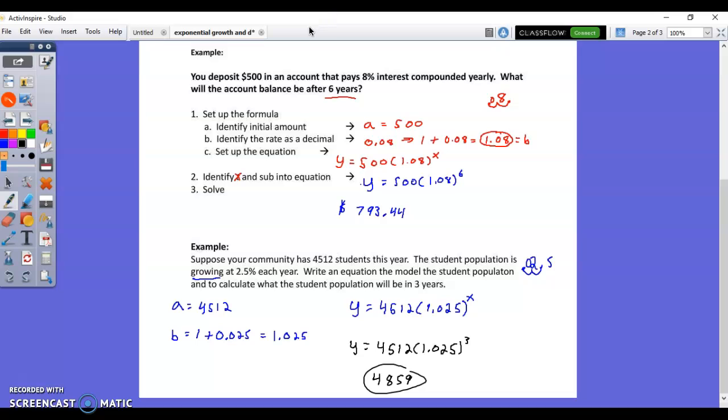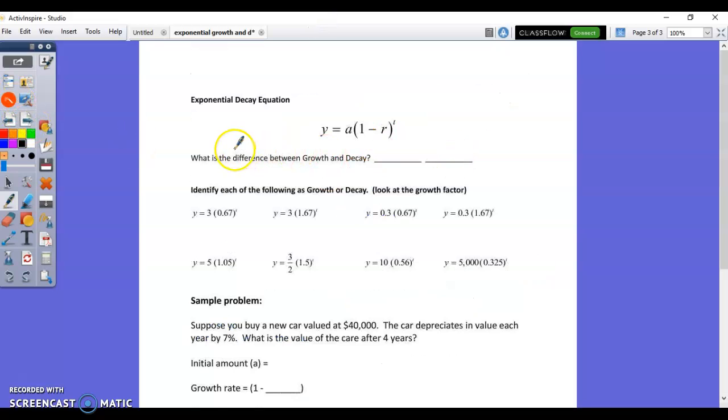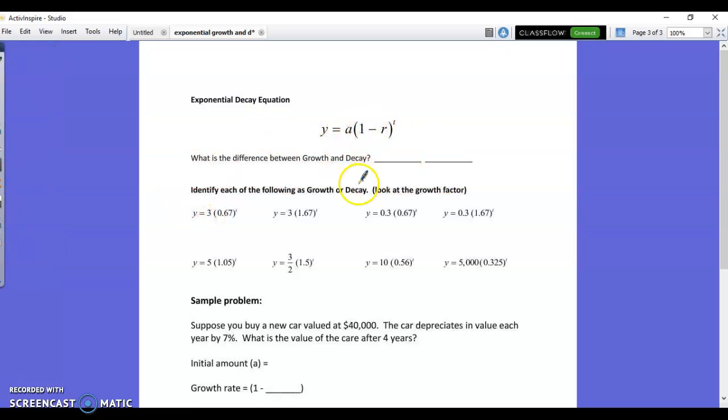All right, so the next portion we're going to deal with is a decay. The difference between growth and decay is either 1 plus or 1 minus, which is going to be the growth factor. So before we get into a decay, it's pretty easy to see whether a function is a growth or a decay because we can look at the actual growth factor, the number that's being raised to a power. When we're taking 1 minus a decimal, it's going to be less than 1, which would mean a decay, and anything greater than 1 would be a growth.